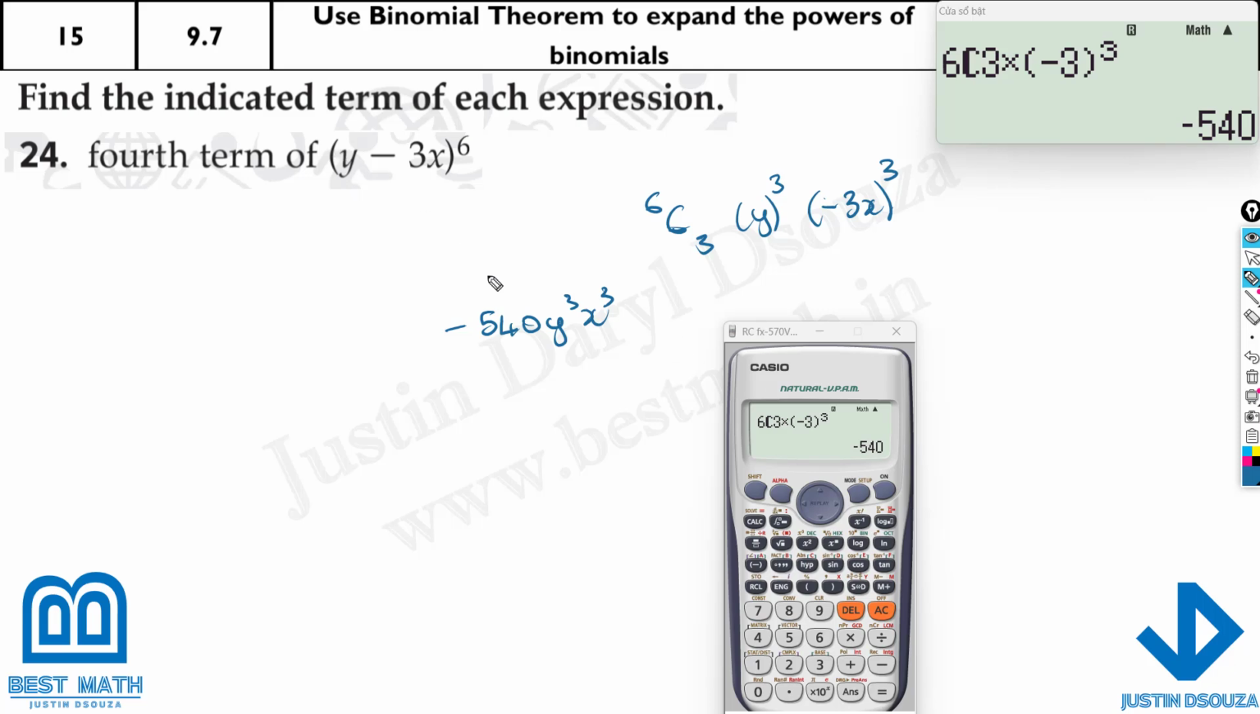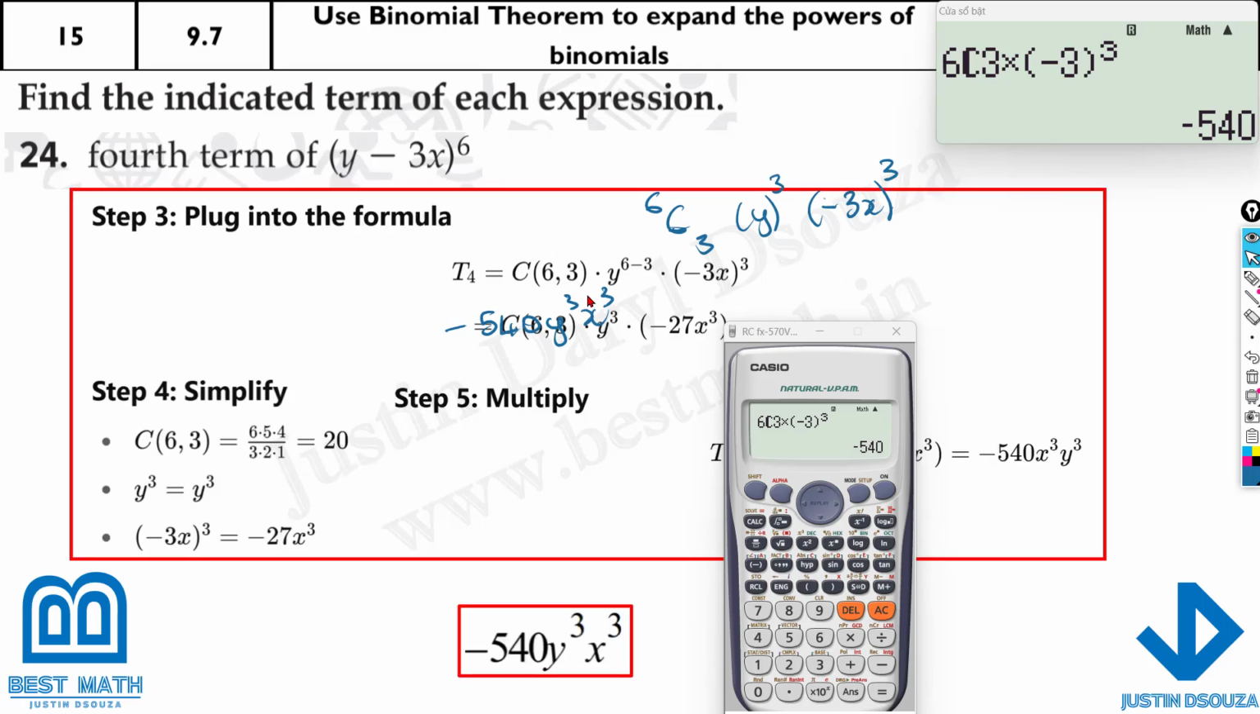Even if you want, say this is the first term y, so I've written it as it is, but if you want, you can write x power 3, y power 3, it's fine. And here we go, that is the correct answer. It's negative 540 y power 3 x power 3.